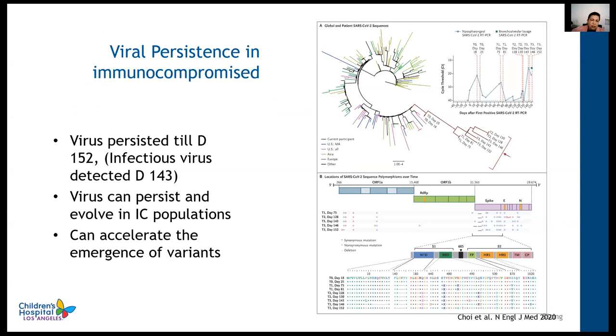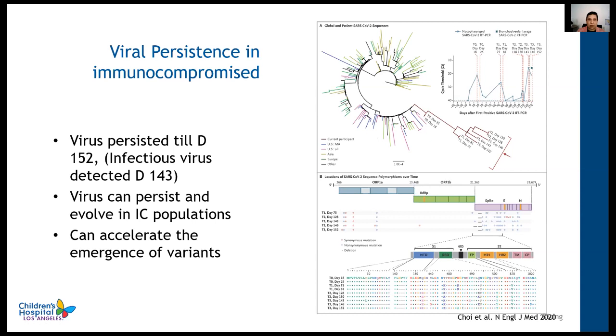The other thing that's interesting is what we talked about so far was really viral persistence in previously healthy patients or those who had a normal immune system. Viral persistence in immunocompromised has been found to behave differently. This is a study which longitudinally looked at a single patient who was an immunocompromised patient and found that the patient presented multiple times with COVID infection, and it was really the same virus which persisted in the patient's body. The virus persisted till day 152, and infectious virus was detected by culture as late as day 143.